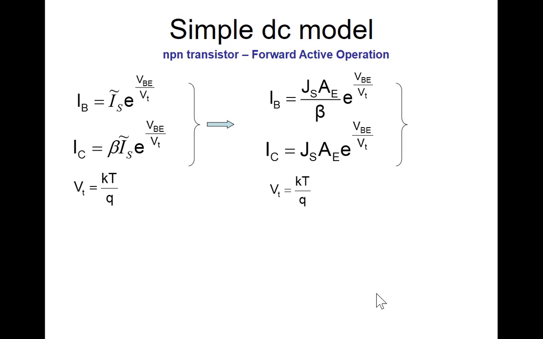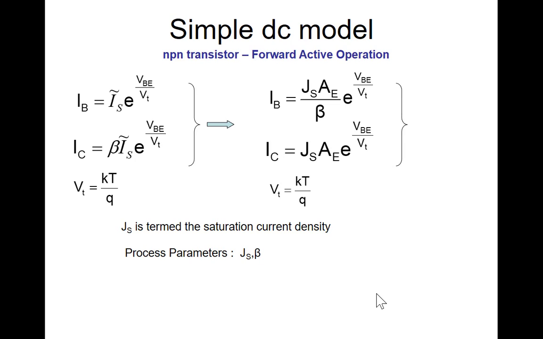I can call this quantity here IS if I want to, and a lot of people do that. So the product of JS and the emitter area, we can call it IS. So this would be IC is equal to IS e to the V over VT. That's the value equation then, right? Use the value equation for the collector current rather than for the base current. And then this becomes IS over beta e to the V over VT. JS is termed the saturation current density.